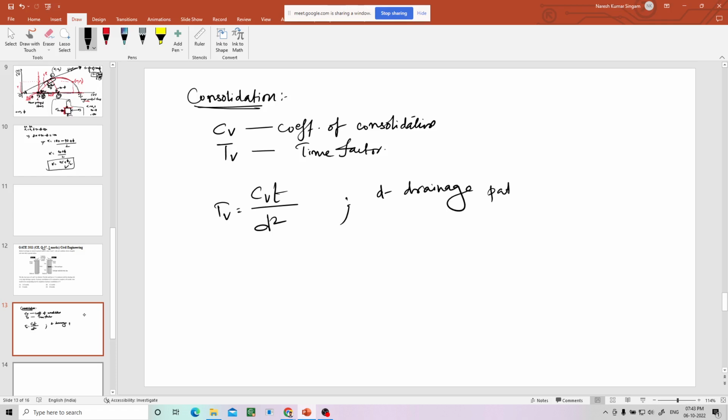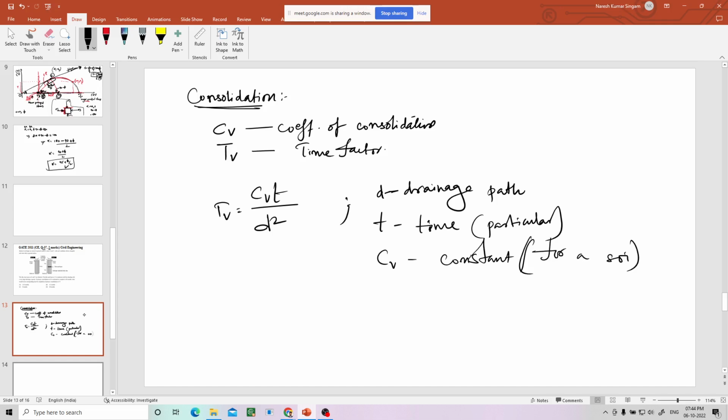drainage path, t is the time, some particular time, and CV is constant for a particular soil. Now let us consider this is clay, let us say.